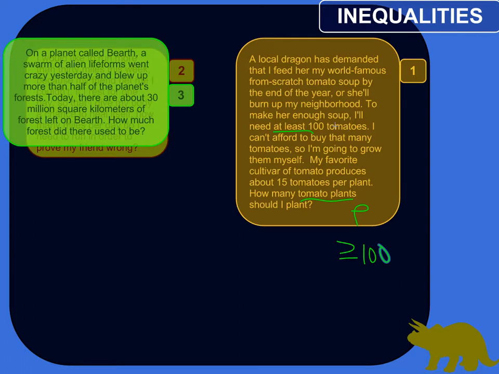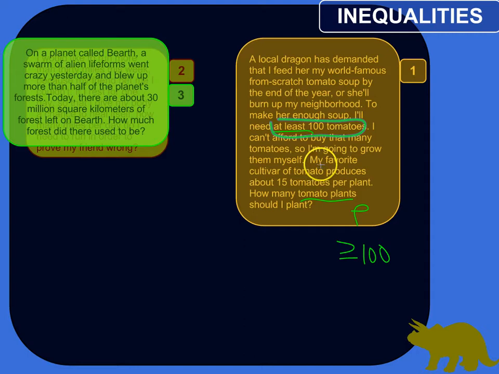Okay? I need at least 100 tomatoes. If I have 100, okay, I just squeak by. If I have 101, great. 110, great. Whatever I do, I can't have less than 100. So the number of tomatoes I get will need to be greater than or equal to 100. So that's what it means when I need at least 100 tomatoes. Okay, so now what are we trying to solve though?